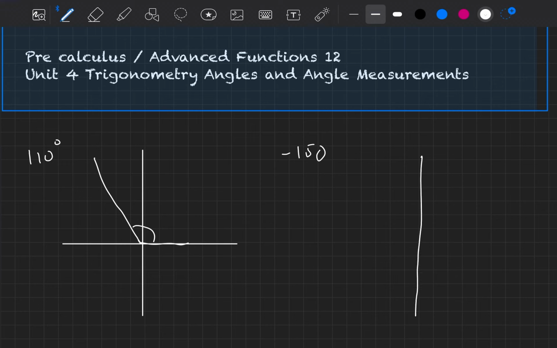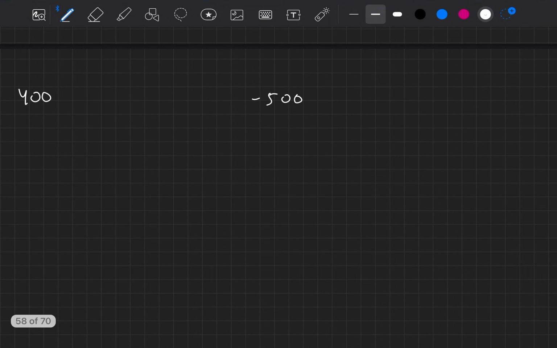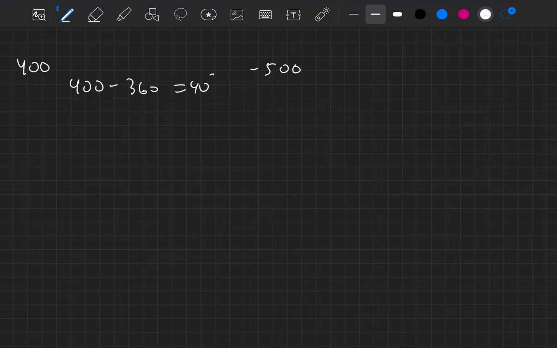Negative 150 would mean that we go the other way, so it would be right here. And this would be negative 150 degrees. If we have to do 400, we figure out that 400 minus 360 gives us 40. So this is basically just a 40-degree angle that is coterminal. So just be like here.